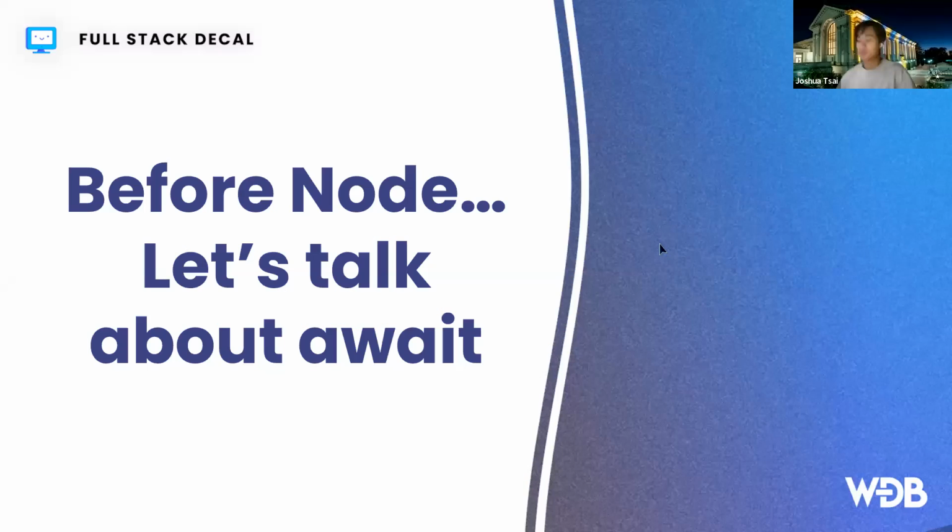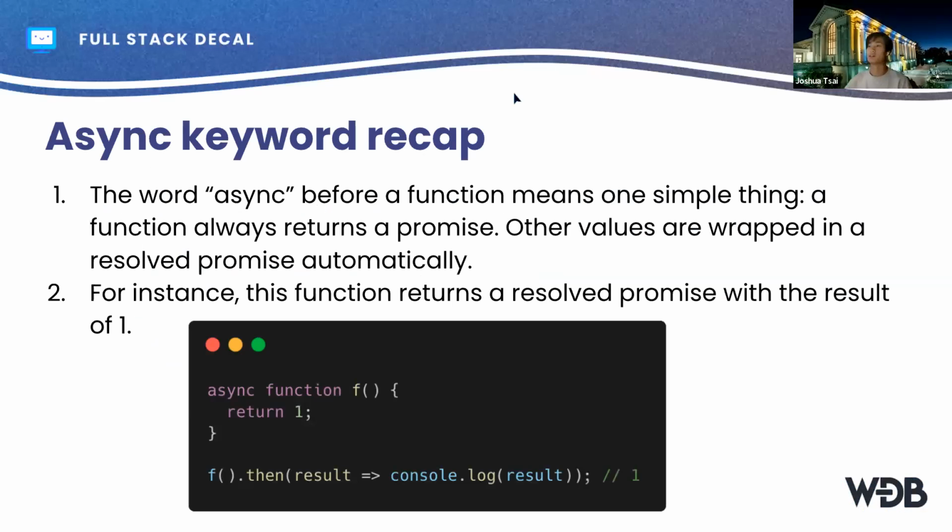All right, so real quick, before we get into Node.js and NPM, I'd like to wrap up a little more about the asynchronous JavaScript that we have covered and talk about the await keyword in JavaScript. As a recap of the async keyword, the word async before a function in JavaScript means that the function will always return a promise. This is useful for asynchronous code for the same reason we use promises. Other values are wrapped in a resolved promise automatically. So for instance, the function we have provided here will return a resolved promise with the result of one.